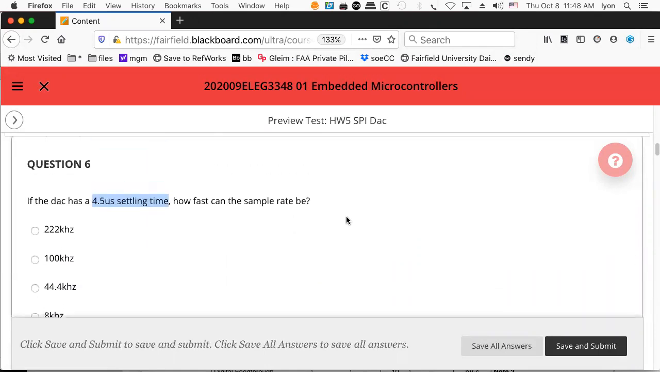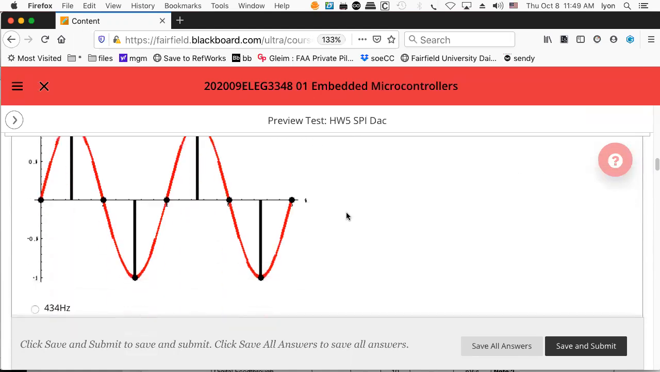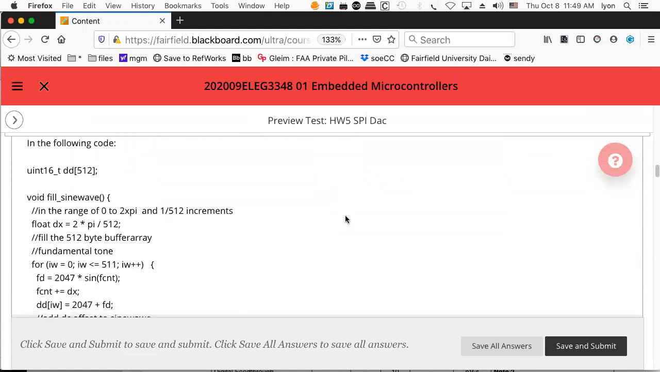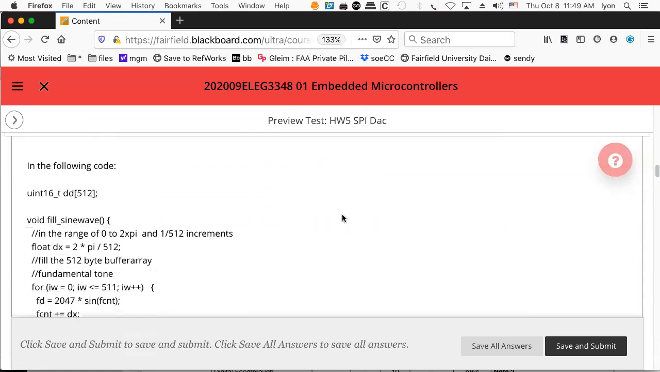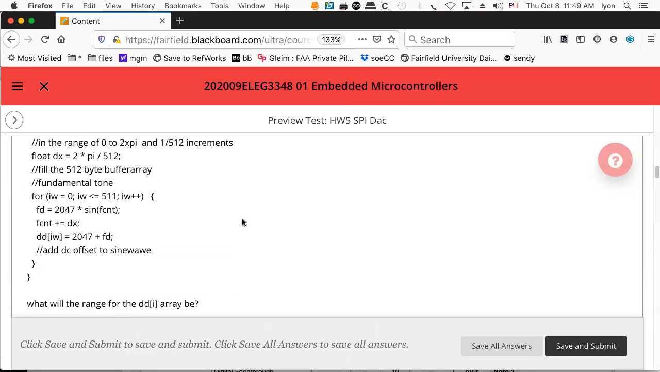What was the other question, please? Question 9. Which number? Number 9. Yeah. Let's have a look. Number 9. In the following code, UINT 16, so that's an unsigned 16-bit quantity, and we're allocating 512 samples, and we're going to fill the sine wave. This is very similar to what we did before.